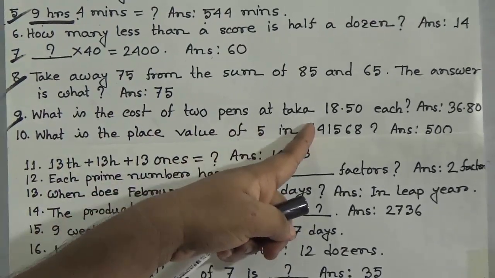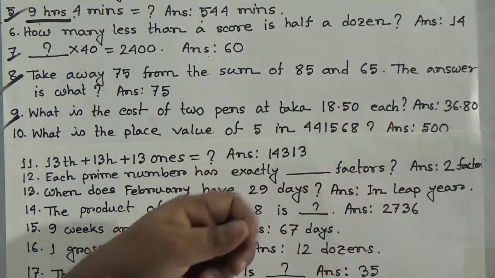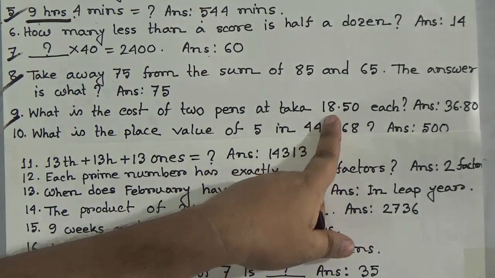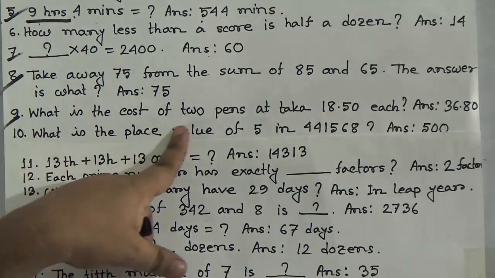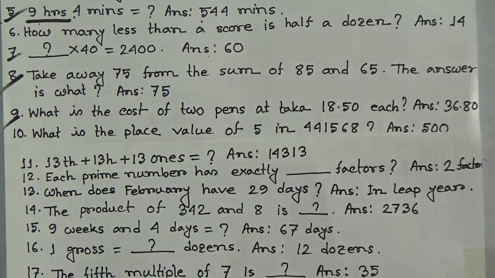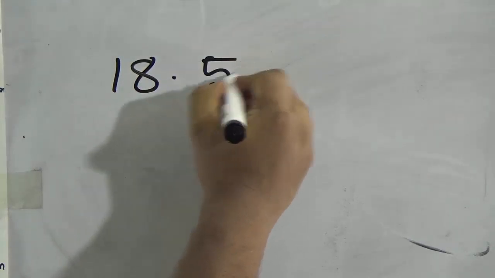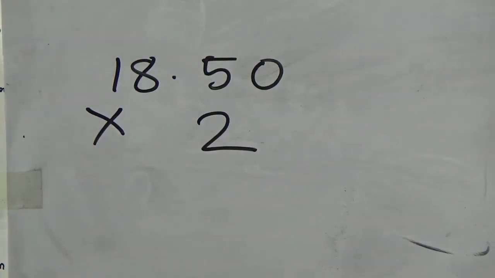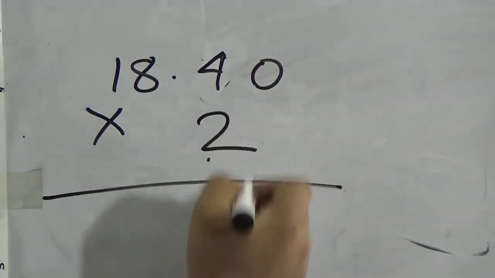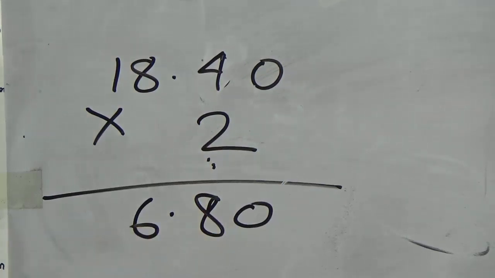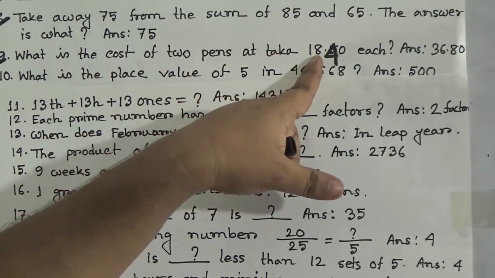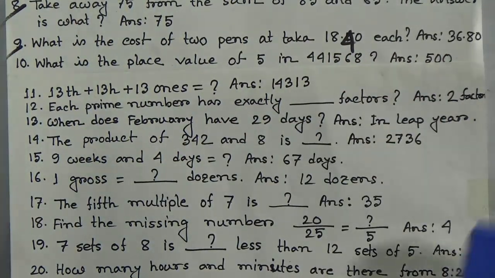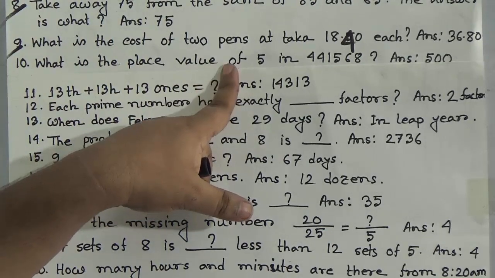What is the cost of 2 pens at taka 18.40? That means the price of 1 pen is 18.40. We need to find out the price of 2 pens equal to what? The price of 1 pen is 18.40. So the price of 2 pens, 0 2s are 0, 4 2s are 8, 8 2s are 16, carrying 1, 2 1s are 2, 1 is 3, 36. So the cost of 2 pens at 18.40 is 36.80 taka.